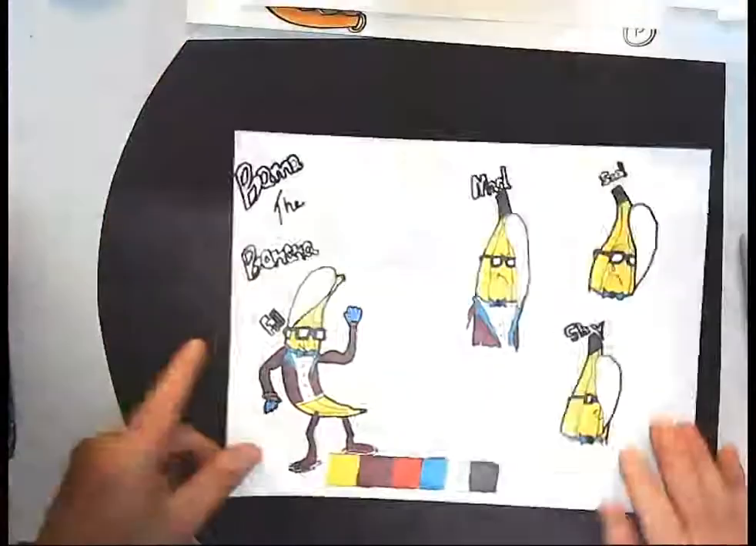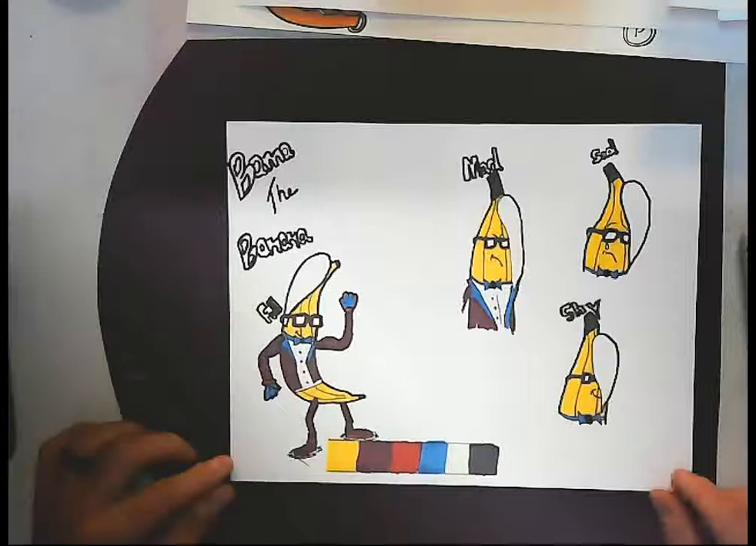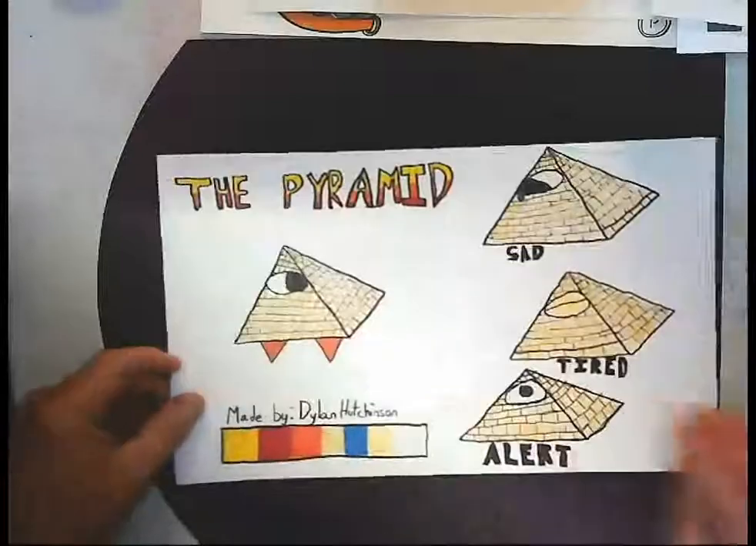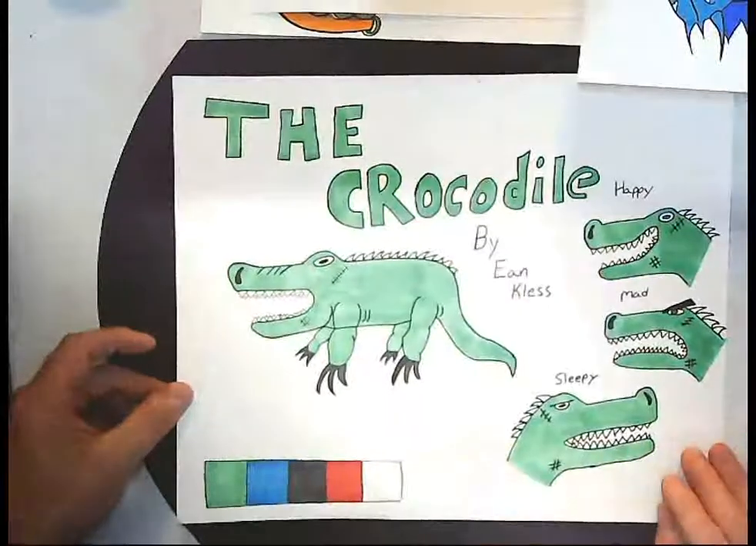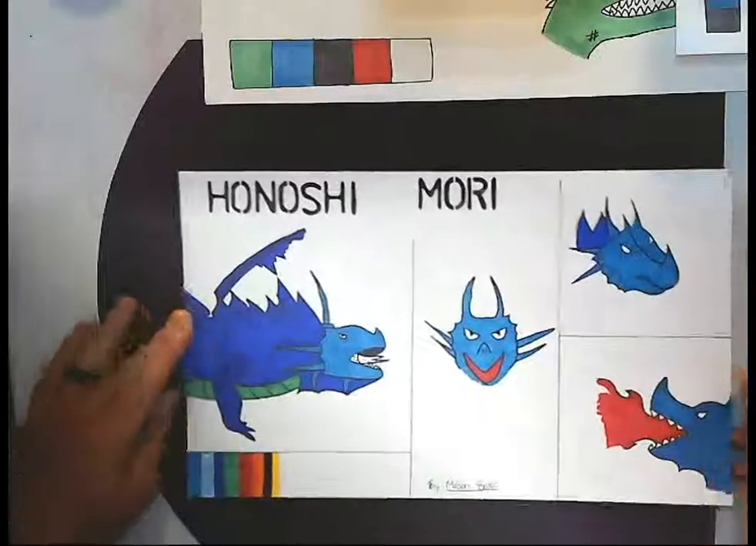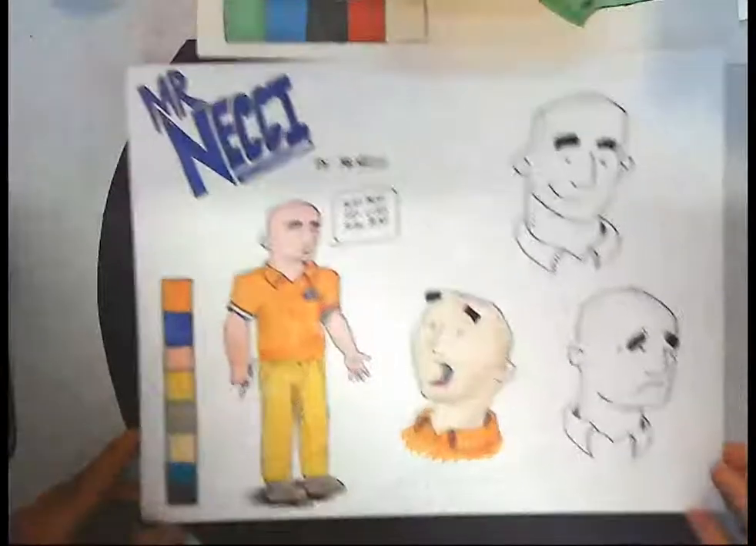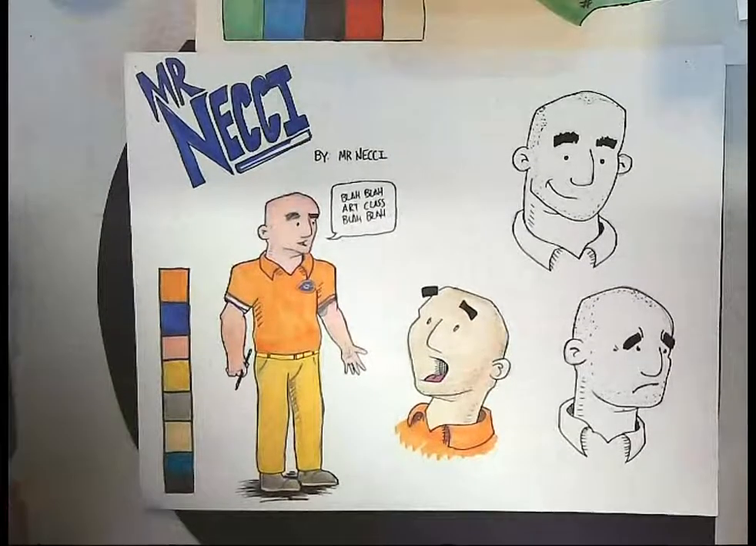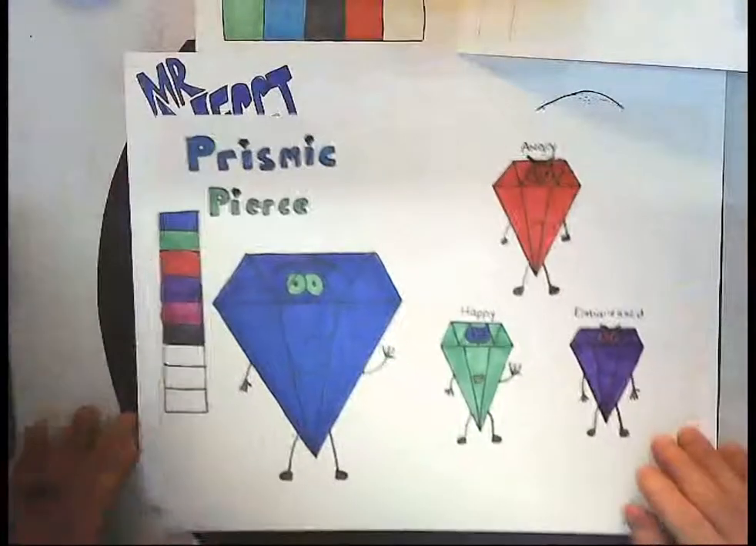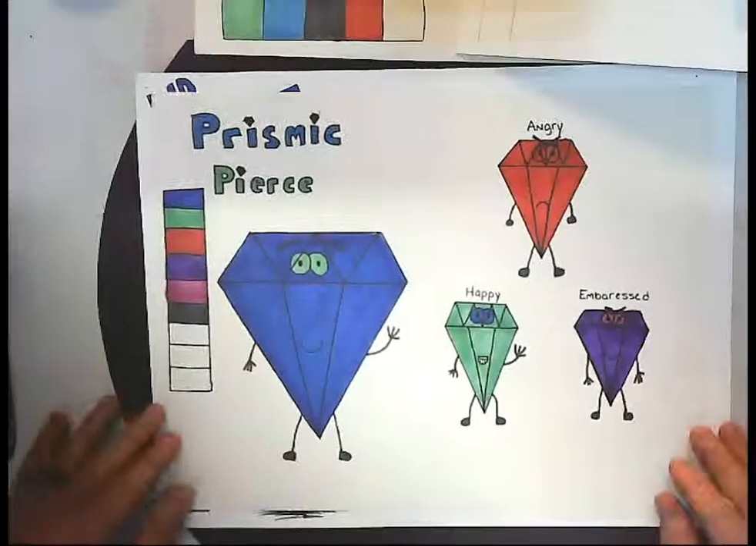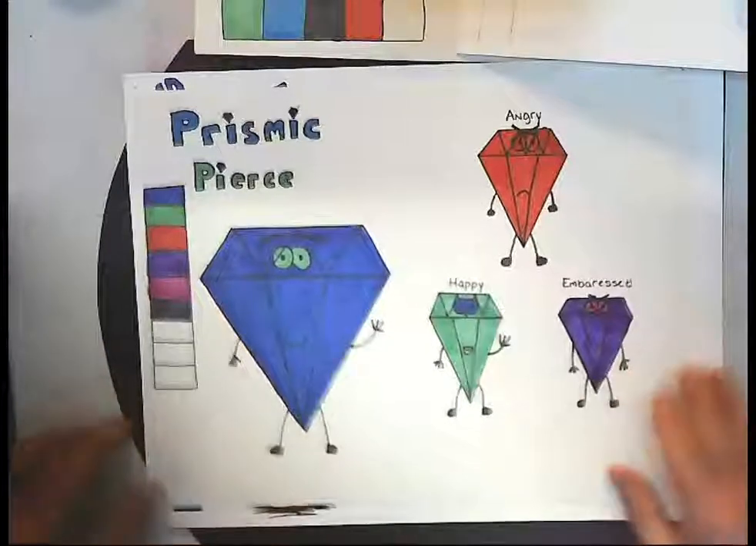There is a student example. Bama the banana. The pyramid. The crocodile. Hanoshimori. He's a dragon. Believe it or not, I did one of myself. Okay. There's another student one. Prismic Pierce. He's a diamond. He changes color. Anyway, you get the idea.